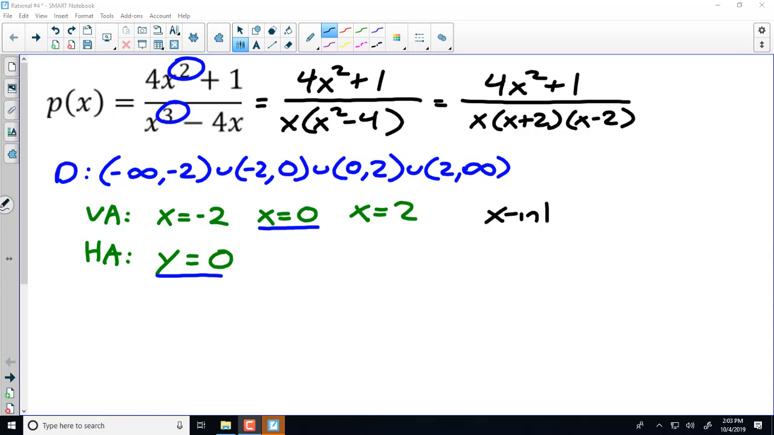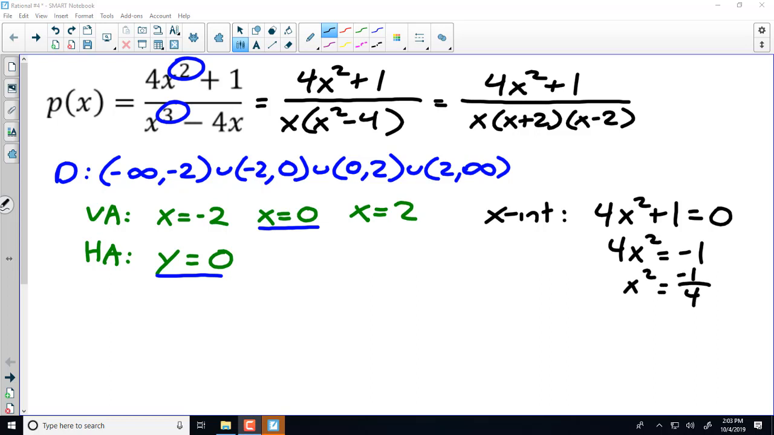Okay, x-intercept. Well, the way you find an x-intercept is you set the top equal to 0: 4x squared plus 1 equals 0. But I notice that if I try to solve this for x, I'm going to have to take the square root of a negative number, which means the only values that make the numerator equal to 0 are imaginary numbers, which means they're not x-intercepts. So this particular rational function has no x-intercepts.